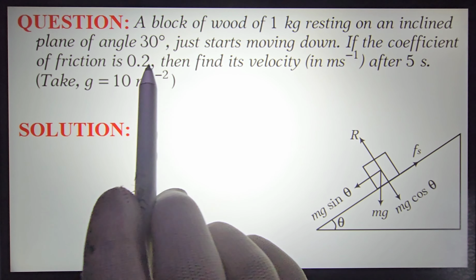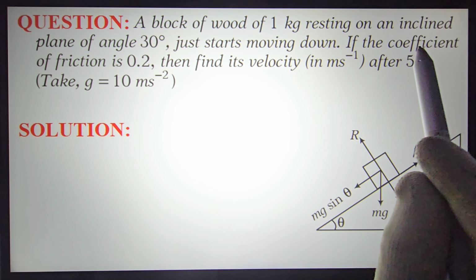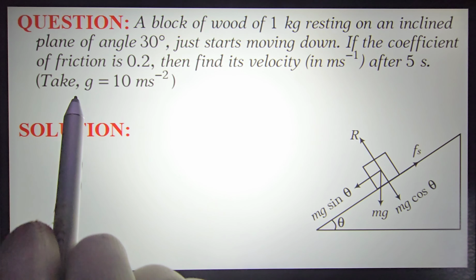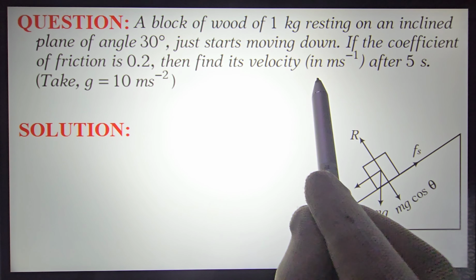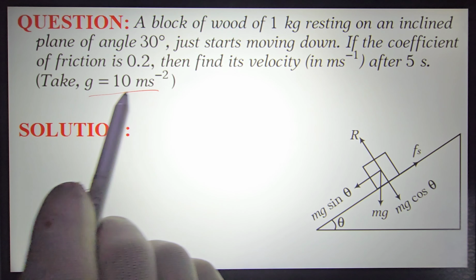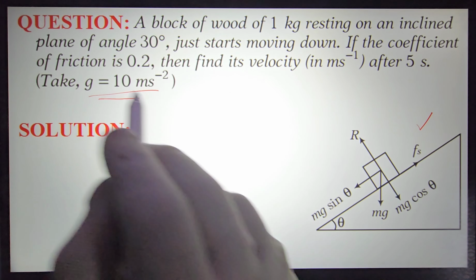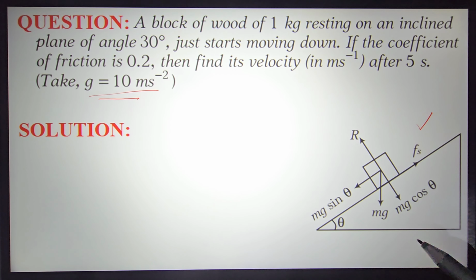Now see friends, next question is, a block of wood of 1 kg resting on an inclined plane of angle 30 degree just starts moving down. If the coefficient of friction is 0.2, then find its velocity in meter per second after 5 seconds. Take g is equal to 10 meter per second square. As per these given parameters, I am just showing the block diagram of this particular question.